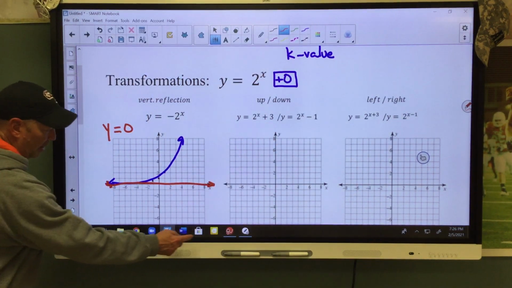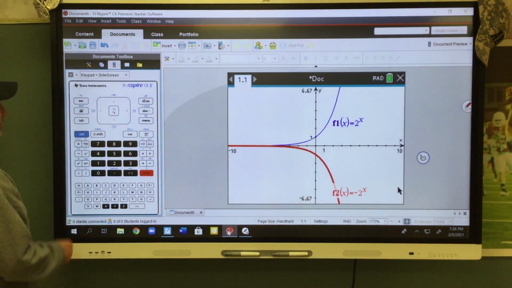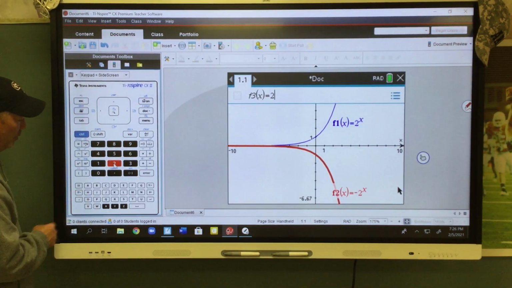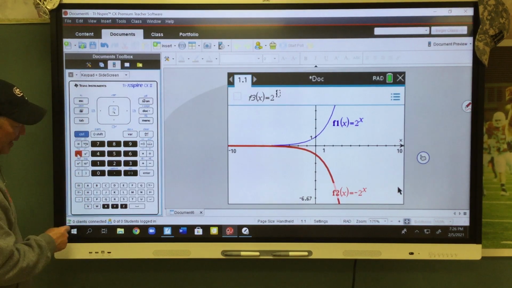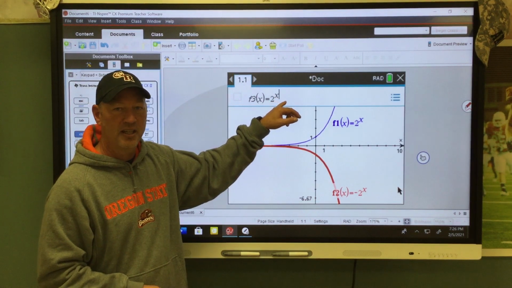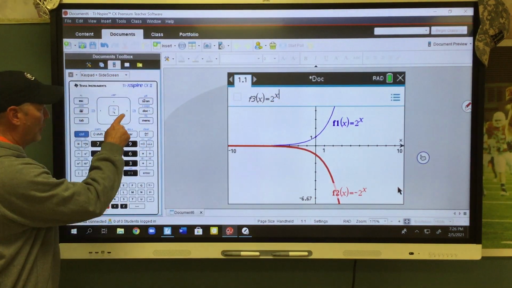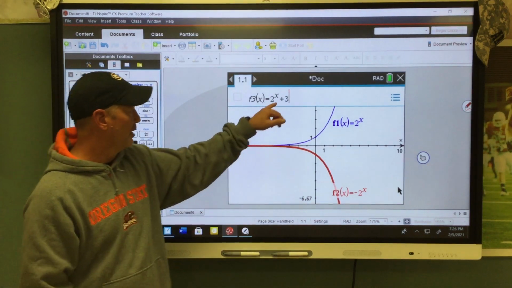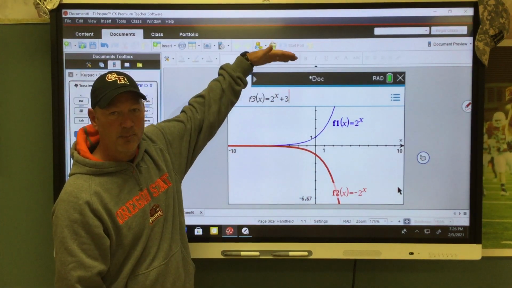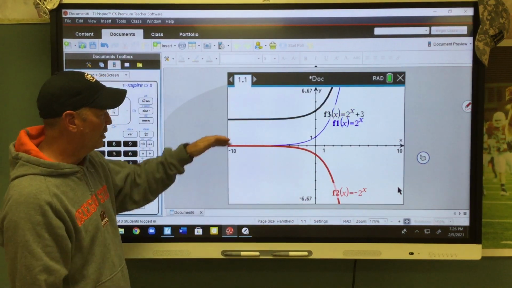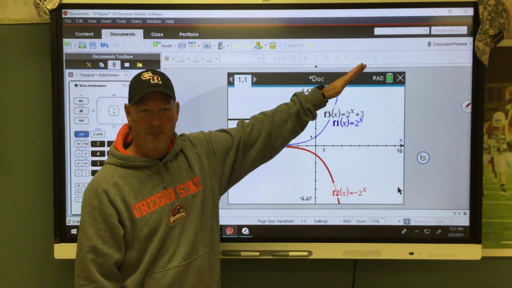Okay? So we're back into the graph, and we're going to say Tab, and we're going to say y equals 2 raised to the x. But look where my cursor is. My cursor is still an exponent. So I have to cursor to the right to bring it back down. And we're going to say +3. See, now the 3 is not an exponent. It is back down. We hit Enter. And this shifts my graph up 3 units.